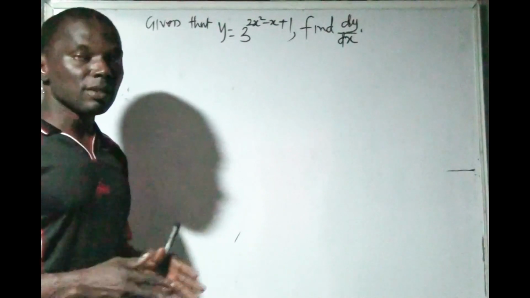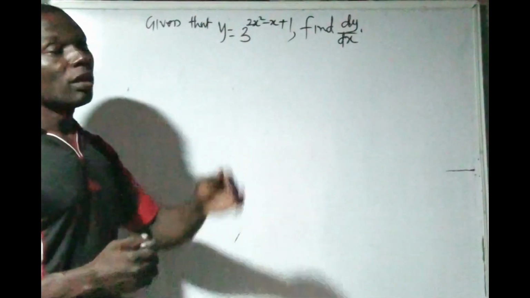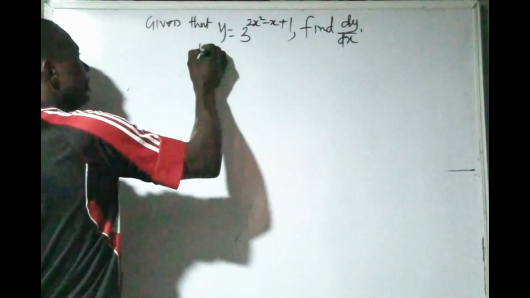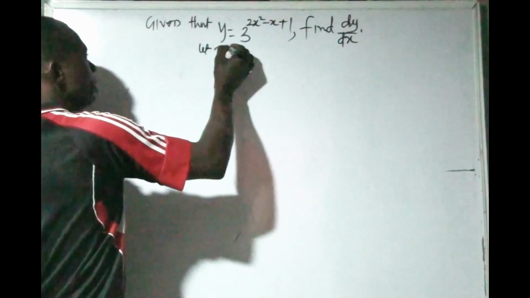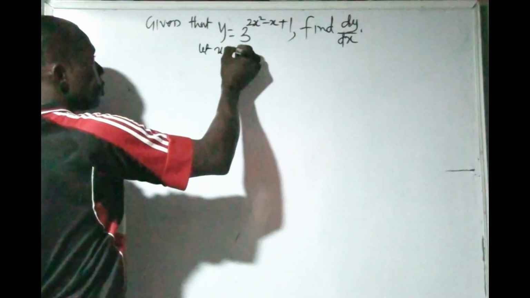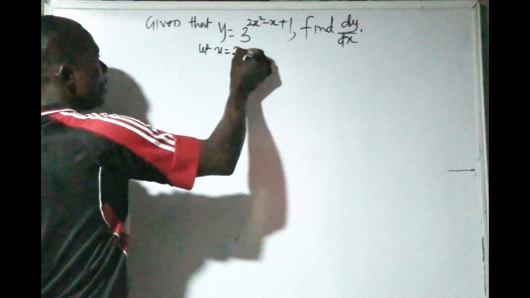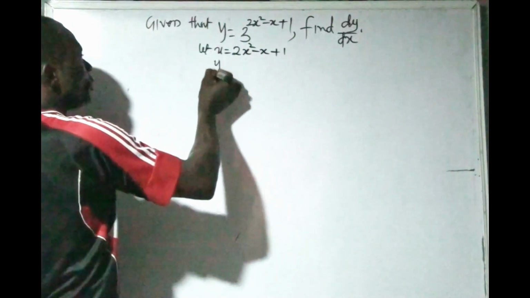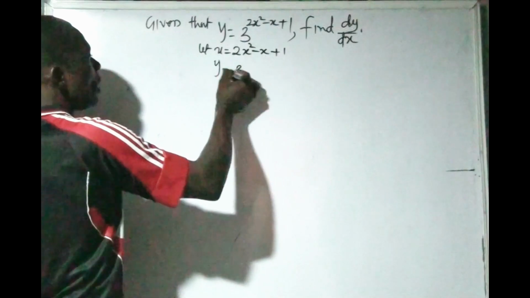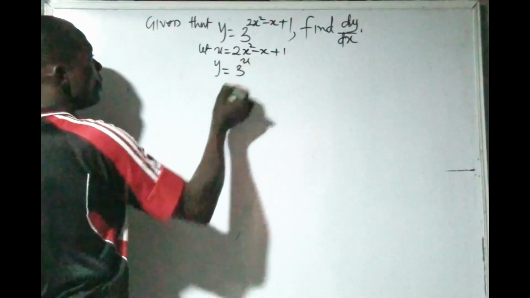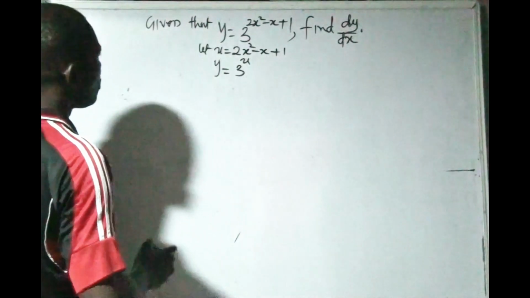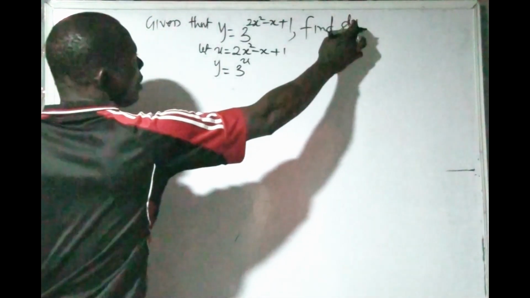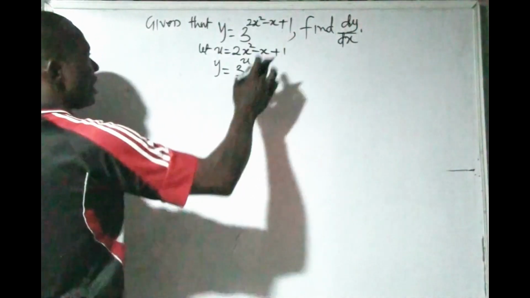logarithmic differentiation as well as the chain rule here, by saying that first of all, let the power here be equal to something else. Let u is equal to 2x squared minus x plus 1. So the function is reduced to y is equal to 3 raised to power u. But we have to find dy. We're looking for dy with respect to x, that is dy/dx.